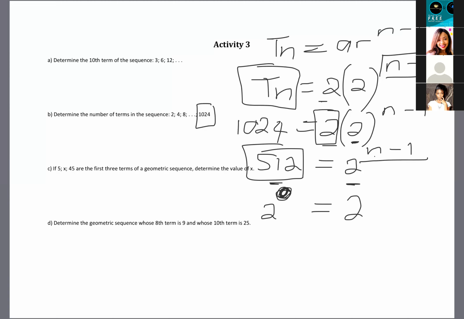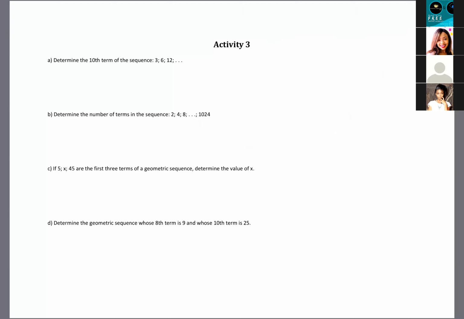2 to the power of 9. 2 to the power of 9, right? And then I just drop my bases and I have 9 is equal to n minus 1. So what's my n? 10. n is equal to 10. Does it make sense? Yes, ma'am. Okay, great. So does that mean we can move over to C?